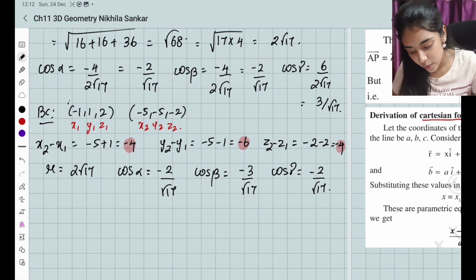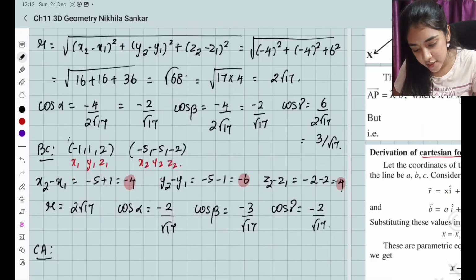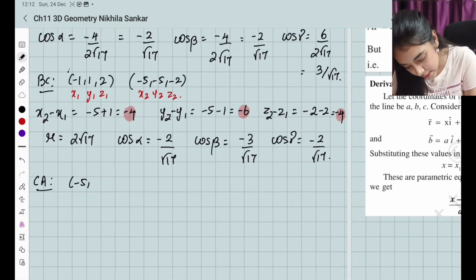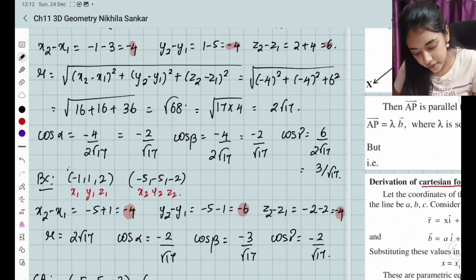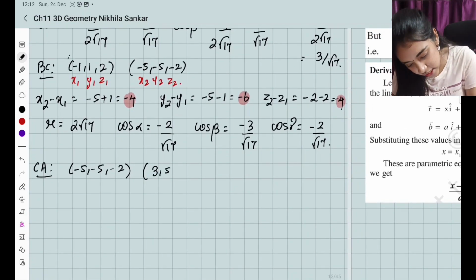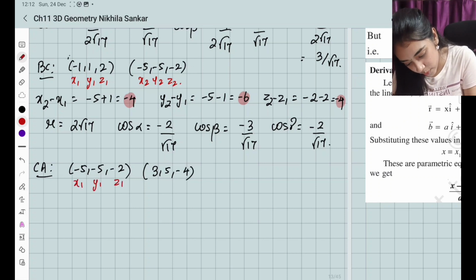Understood? X2 minus X1 divided by r, that is what I'm doing. Now again for the side CA. Okay, for CA what coordinates? Minus 5, minus 5, minus 2. This is C. For A, I have 3, 5 and minus 4. Again I am going to name the coordinates x1, y1, z1, x2, y2, z2.